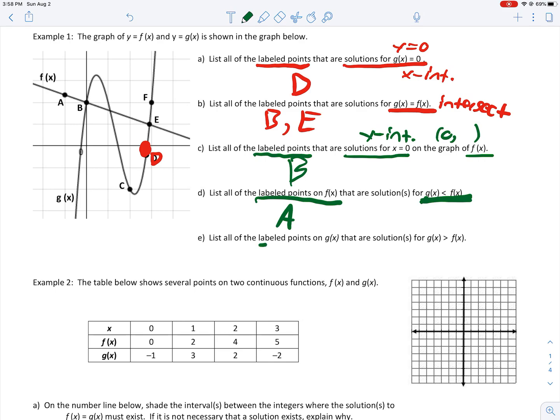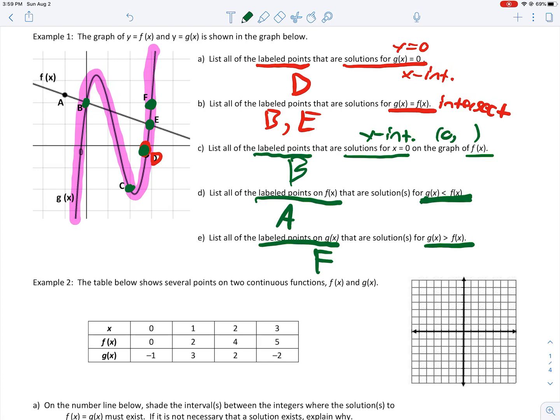Now, if you go to E, all the labeled points on g of x. So g of x is the curve. That would be B, C, D, E, or F. So all the labeled points on g of x where g of x is greater than f of x. At any of those points, is the curve above the line? At B, they're equal. At C, the curve's below the line. At D, it's below the line. At E, they're equal. At F, it's above the line. So this would be F.